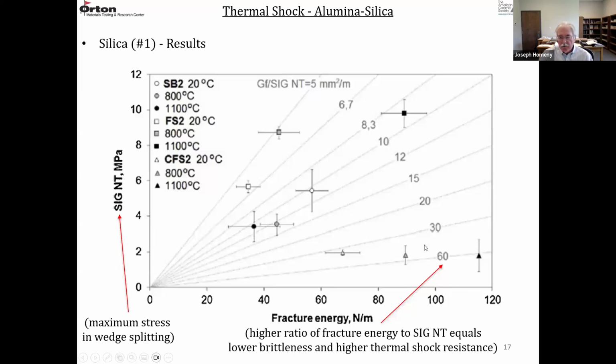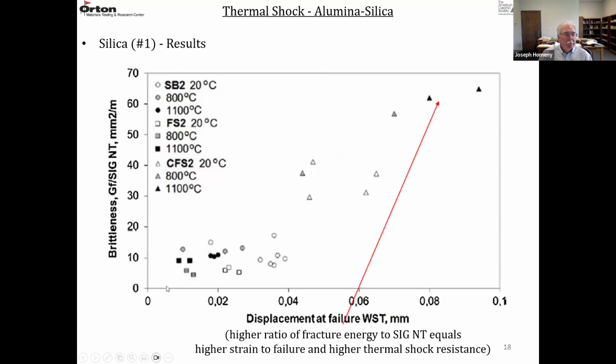So these are going to have higher strains to failure, higher work of fractures. So the higher this number in this area here, like 30 to 60, the lower the brittleness, the higher the thermal shock resistance. So one of the things they've done here is measure thermal shock resistance in terms of this brittleness number. So this is the brittleness, the work of fracture surface energy divided by the maximum stress in the wedge splitting experiment, brittleness versus displacement at failure.